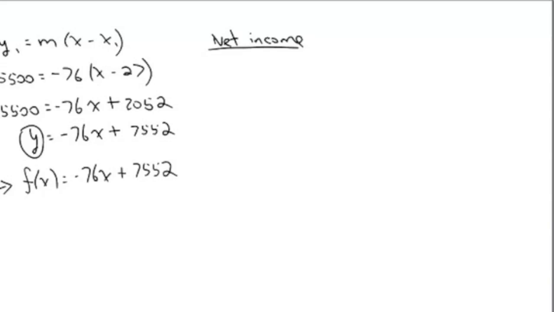Wait, what's the question? How much money is this concert going to generate? Now remember, x is your ticket price, and f of x is how many people are coming to your concert. So if your ticket price is $5 and 100 people show up, $500, right? You take your ticket price and multiply by the number of people who came to the concert.